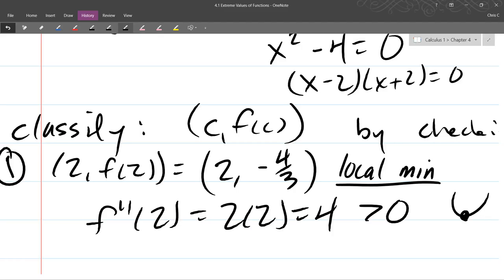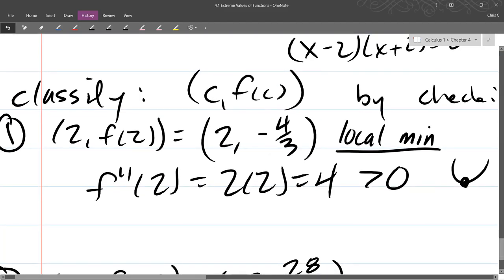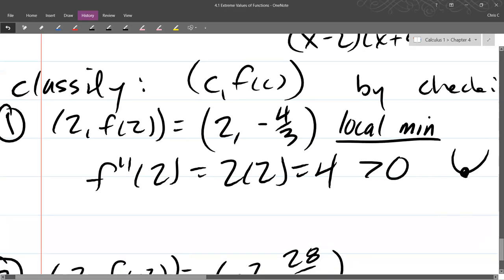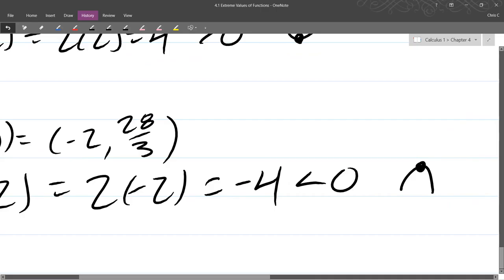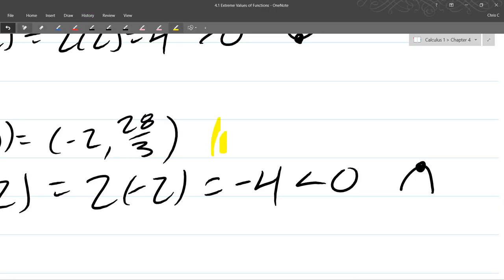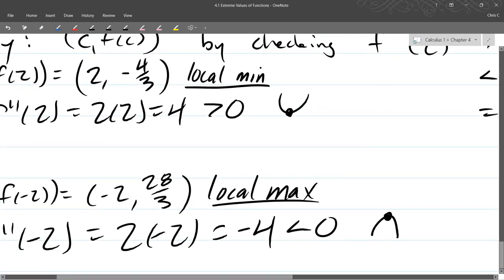So make sure you draw your concave up, and when you draw concave up, it should be really obvious you have a minimum, not a maximum. So just think, smile or frown. I know that's stupid, but it works. So the other one was concave down, which, looking at the picture, is local maximum. So we have local min and local max.